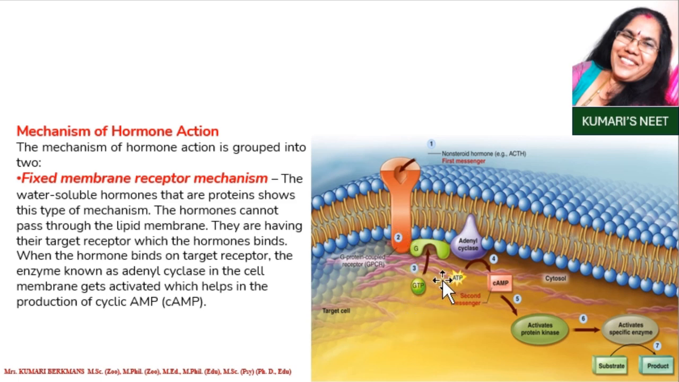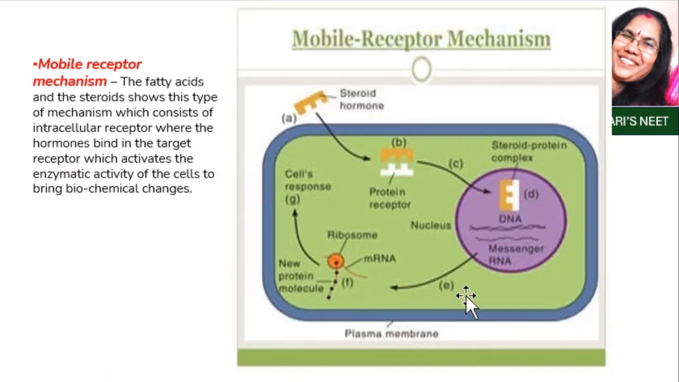When the hormone binds to the target receptor, the enzyme known as adenyl cyclase in the cell gets activated, which helps in the production of cyclic AMP. So this is called the fixed membrane receptor mechanism. Then the reaction takes place.